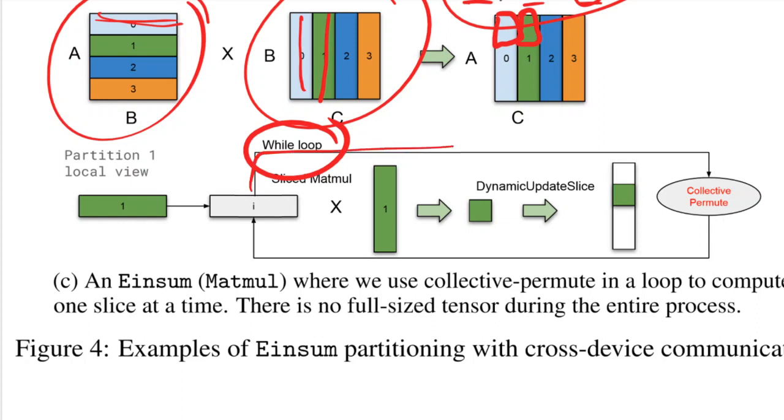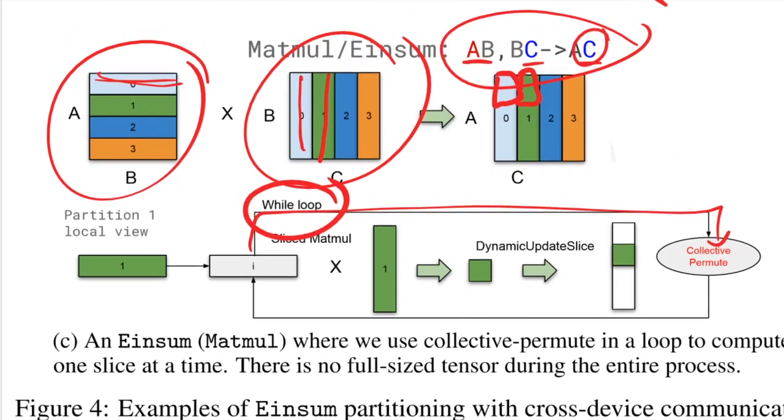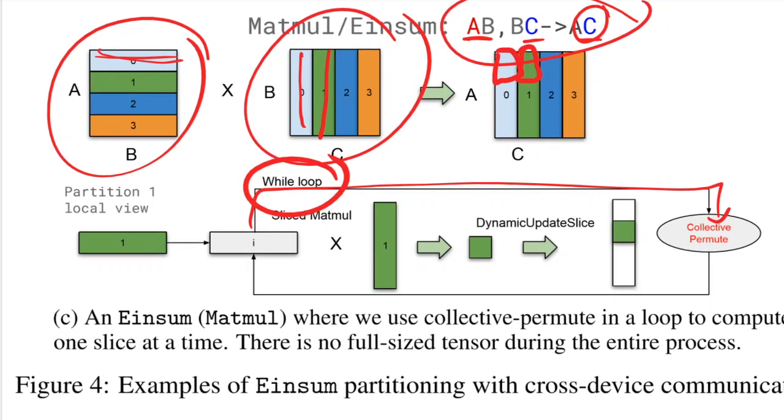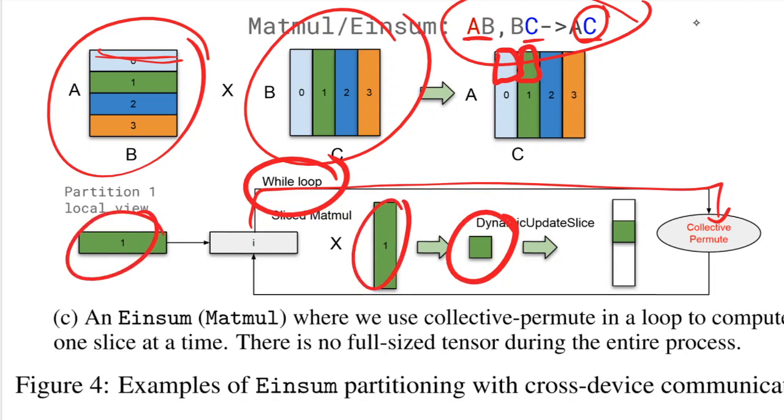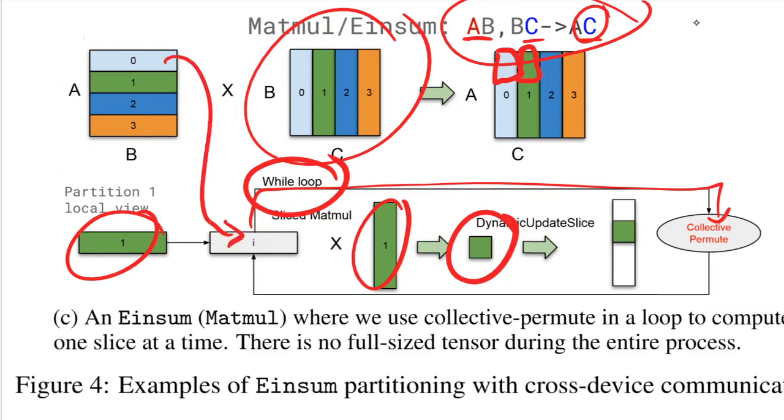So what this system does is it goes into a while loop because it realizes there's not enough memory, and it sends around these different slices to the different parts, each time computing a little piece. So here, first we do this by this. This is fine. But then we grab this one here and calculate the next little piece up here.